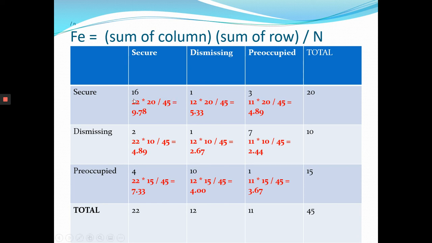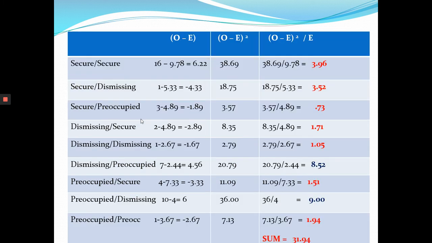So secure, we have 16 people observed, and 9.78 as the expected. So 16 minus 9.78, the expected, is 6.22. 6.22 times 6.22 is 38.69. That's our O minus E squared. We take that and divide it by E. Our E is right here.